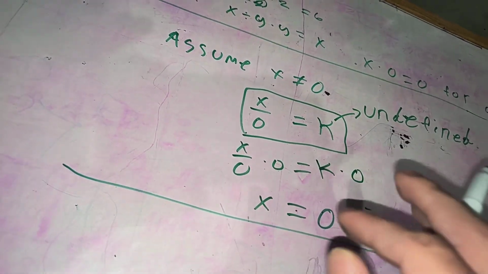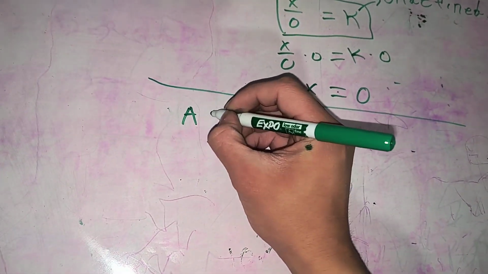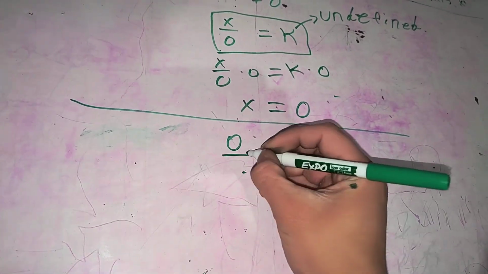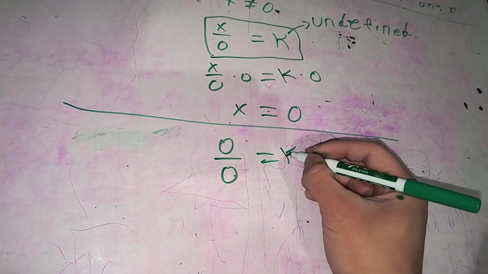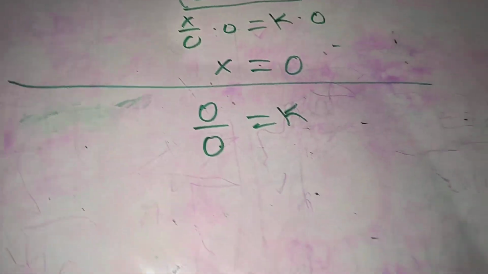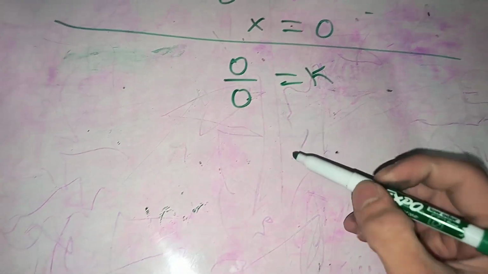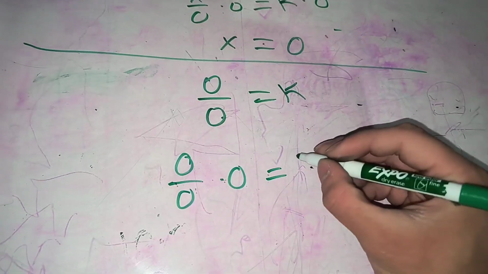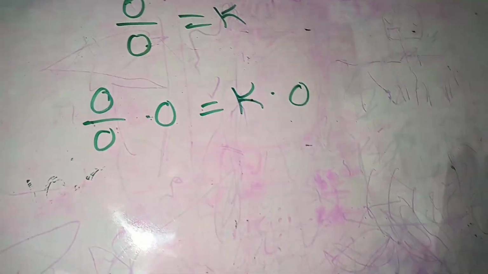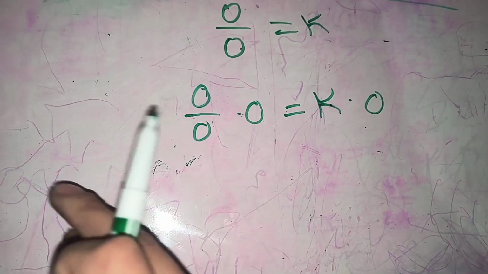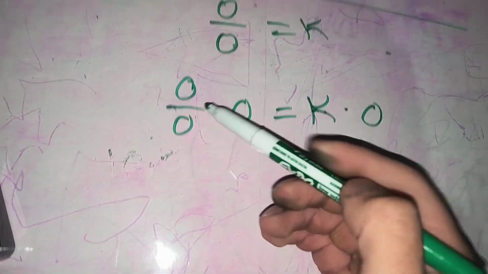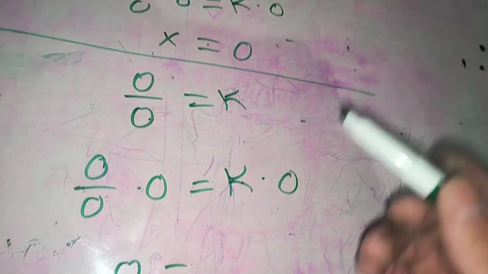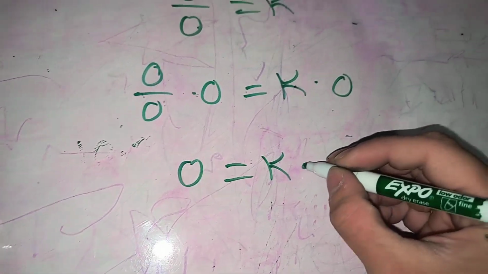What about, let's try x equal to 0. What happens when x is equal to 0? So we'll assume that, well, actually we're not assuming. We'll say x is equal to 0. So we have 0 over 0 is equal to k. Okay, so now let's do the same thing. We'll multiply 0 over 0 times 0, which is equal to k times 0, because we have to do the same thing on both sides. This should simplify down to 0. And let's try to solve for k. And this should also simplify down to 0.